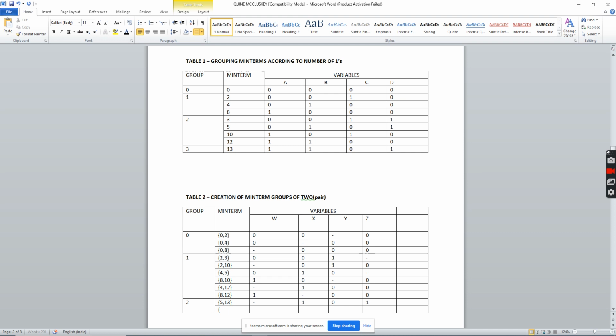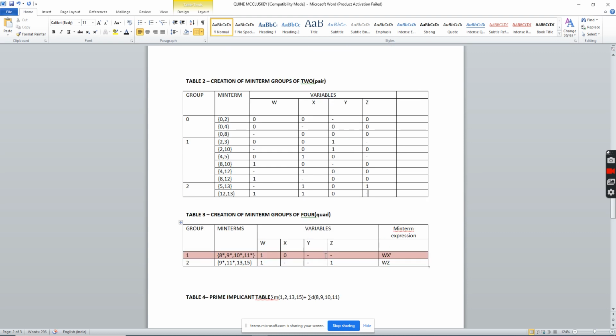Next one will be 12 comma 13. So the answer will be 1 1 0 dash. So I'll be going for the last one, that is creation of minterm groups of 4, and here I'll be trying to look for quad terms. Here it will be A B C D.